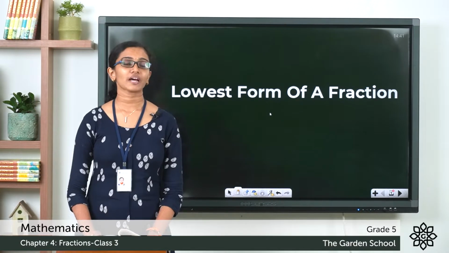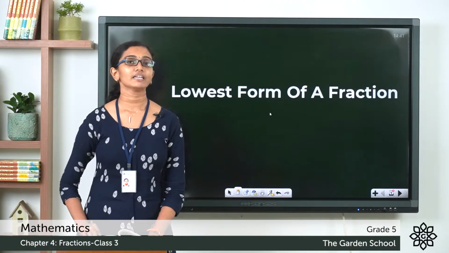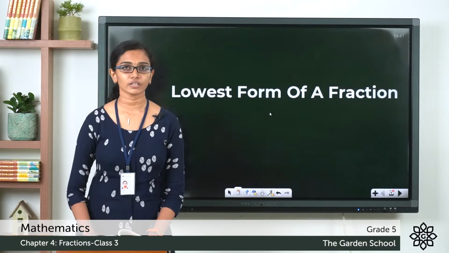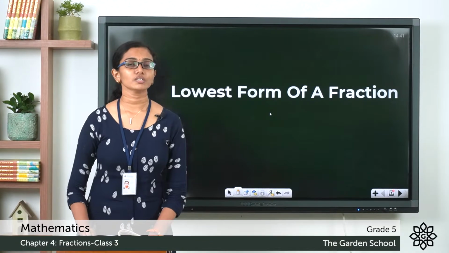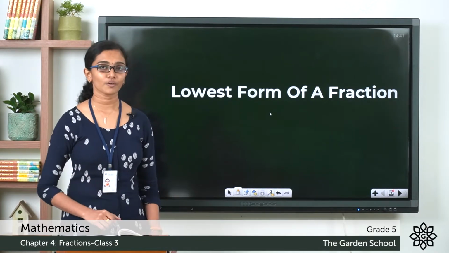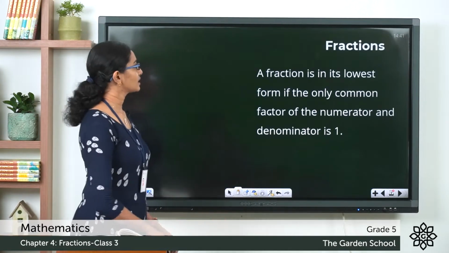We know fractions are usually represented in the form of numerator by denominator. Today we'll learn how to reduce a given fraction to its lowest form. First we will see what the lowest form of a fraction is.